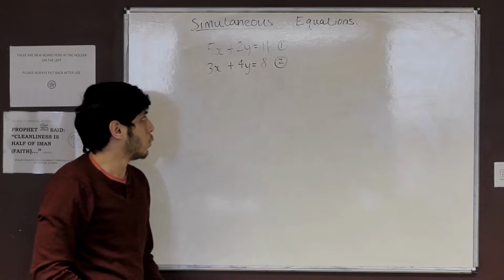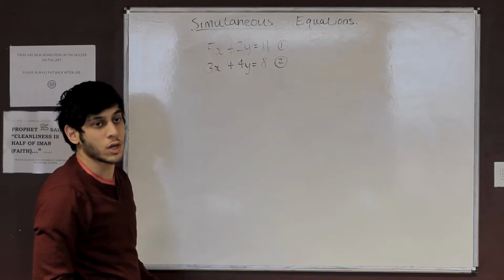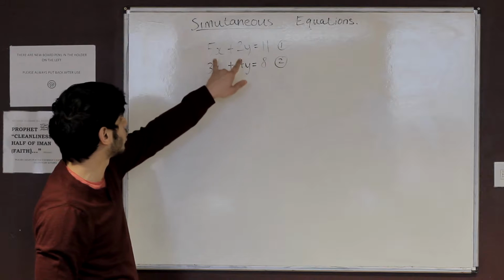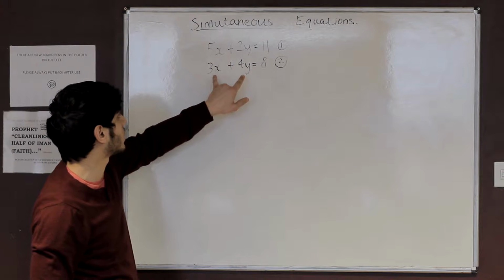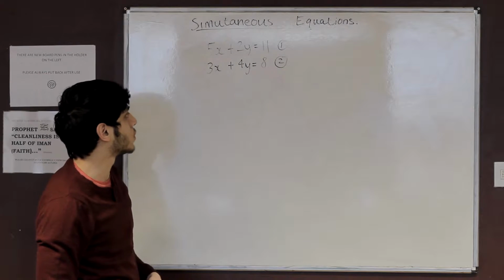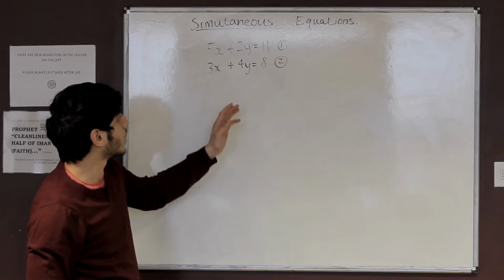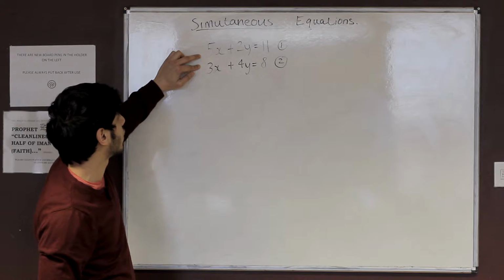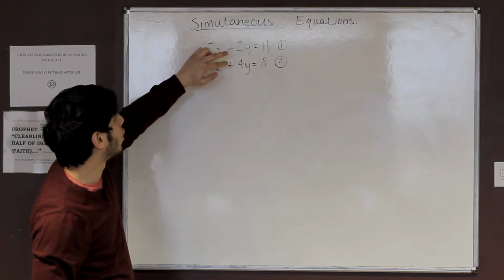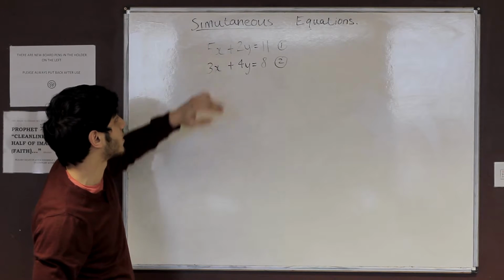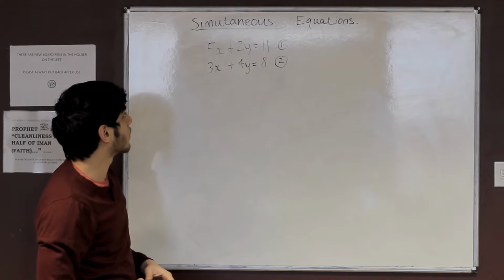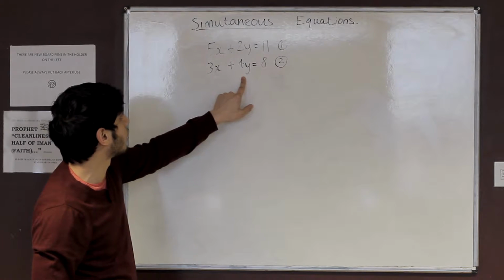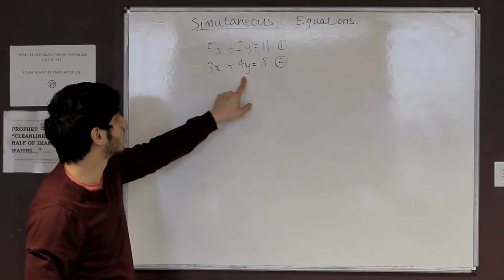With simultaneous equations, we've got our two variables there, x and y, and another set of variables x and y. What we have to do is make one of these the same. So either our x variables are both the same, or our y variables are both the same. In our case, we're going to make y the same.